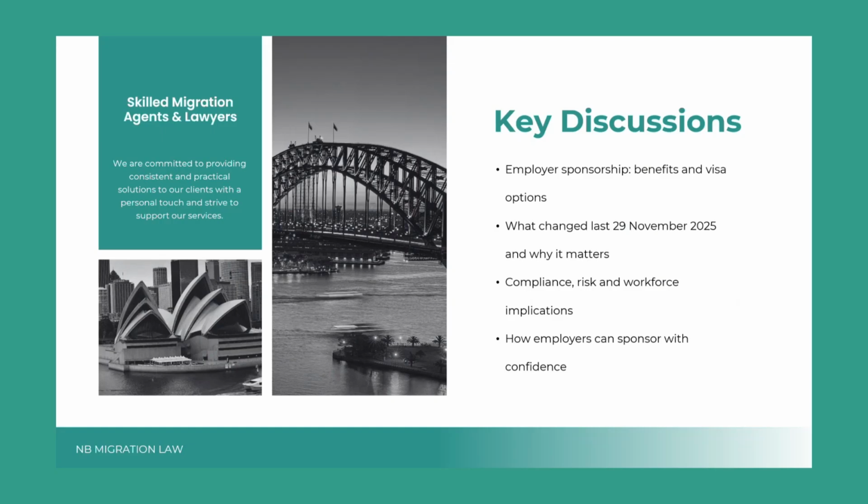Okay. Regarding today's agenda and the discussion items, first of all, we would like to talk about employer sponsorship benefits and what type of visa options we have. There were some changes published by the department last year in November. Usually, I'm not sure how familiar with this you are, but usually the Department of Home Affairs make changes around March, July, October, November. So again, they made some tiny changes in November last year.